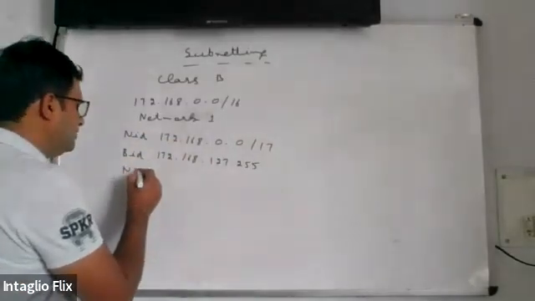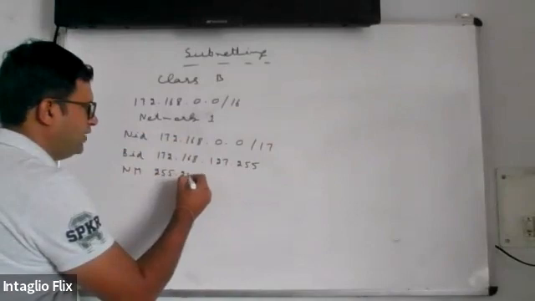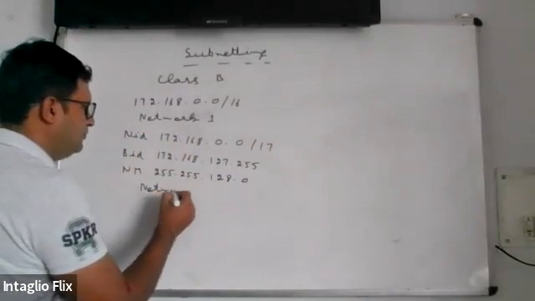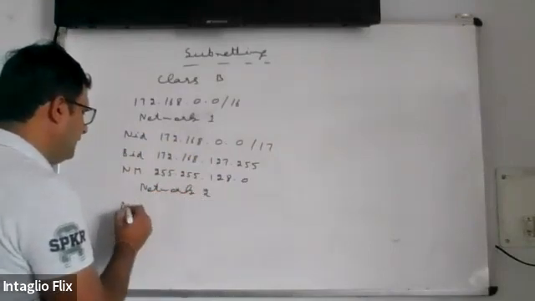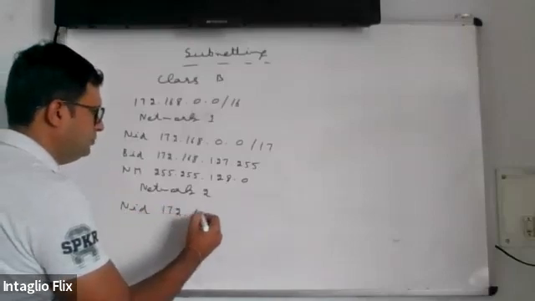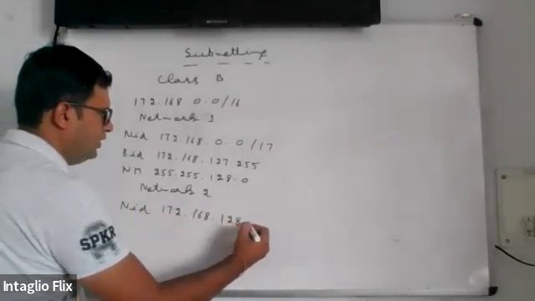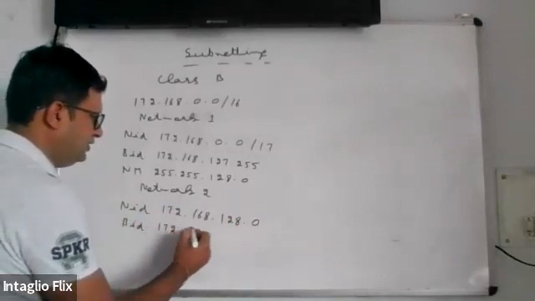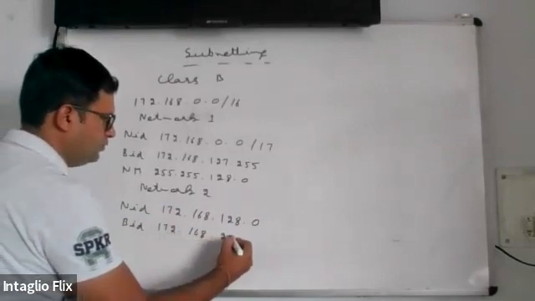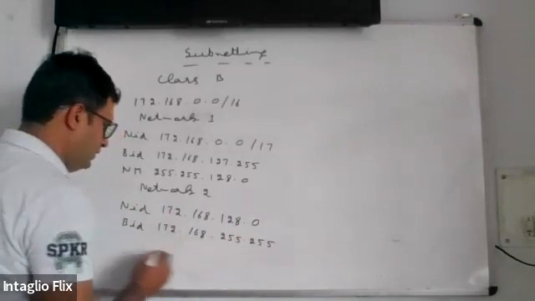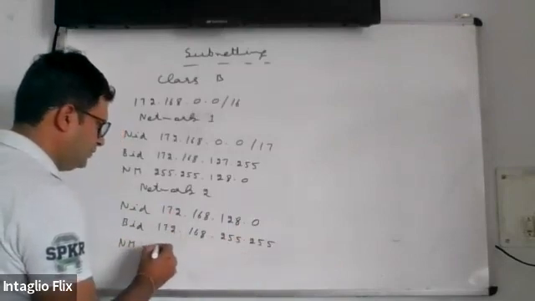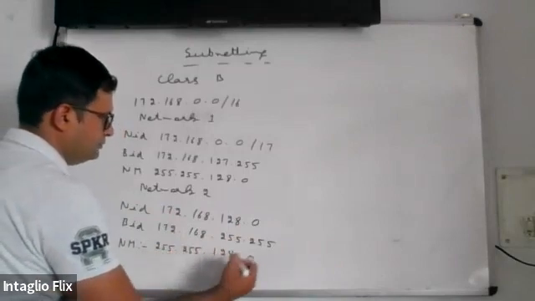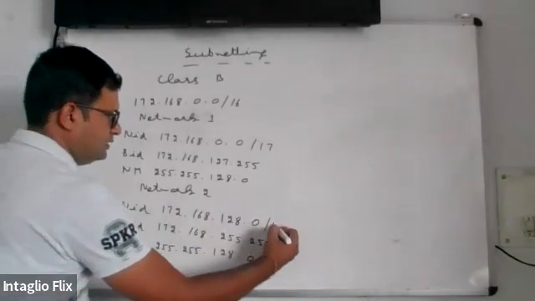What is going to be the net mask in this particular case? So net mask is going to be 255.255. We were having 0 earlier, now 128.0. Then network 2, which will be created, its network ID is going to be 172.168.128.0. Broadcast ID is going to be 172.168.255.255, the last IP. And what is going to be net mask? Net mask will remain the same, which is going to be 255.255.128.0, right? And this is again going to be /17.